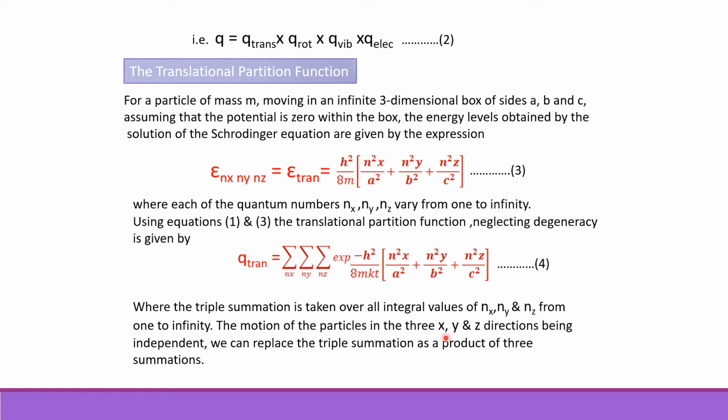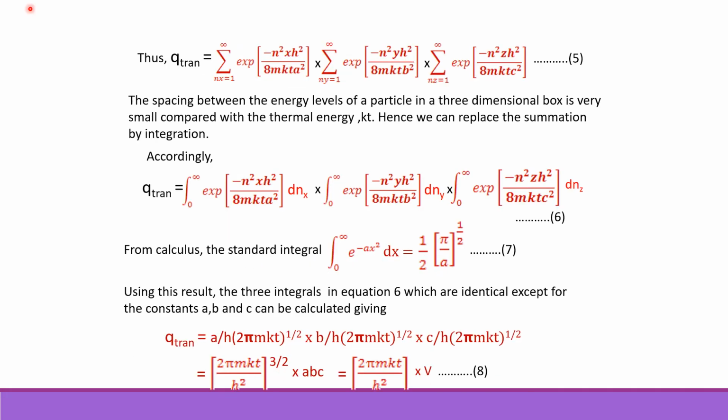The motion of the particles in the three x, y and z directions being independent, we can replace the triple summation as a product of the three summations. So here we can replace this summation as a product. Here we are writing the product of the three summations.